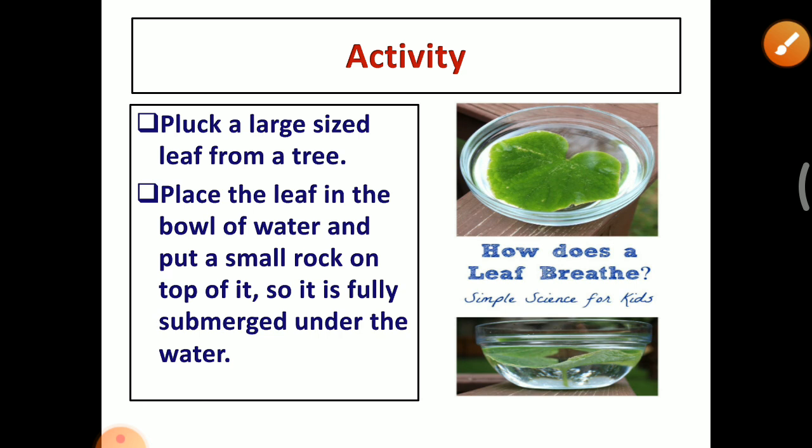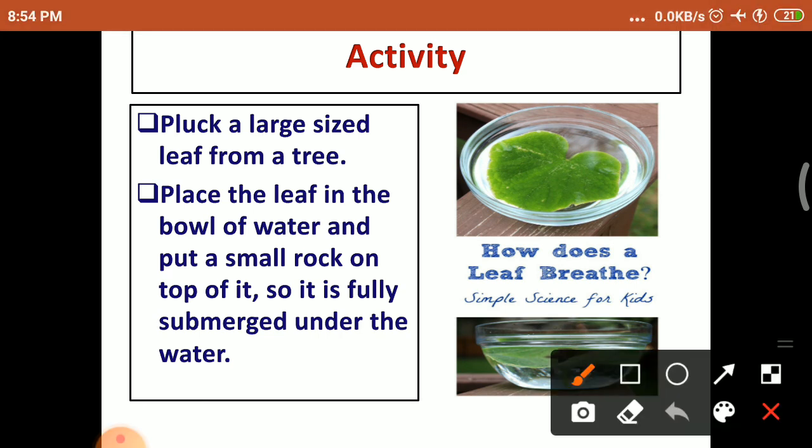The next one: place the leaf in the bowl of water. Look here, the leaf is placed in the bowl of water and a small rock is put on top of it, so it is fully submerged under the water. For this activity, it is very important that the leaf is submerged in the water. The leaf should not float on the water. So how can you submerge it? You have to take a small stone and put it on the leaf.